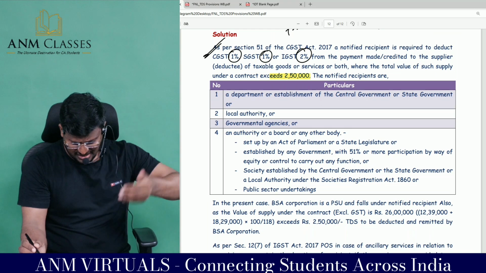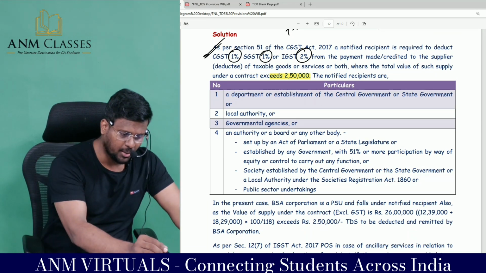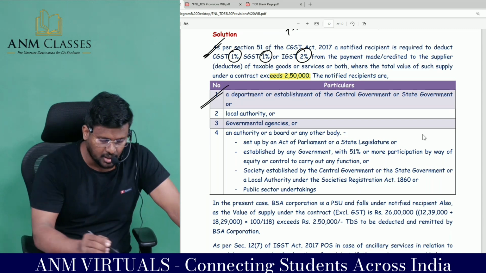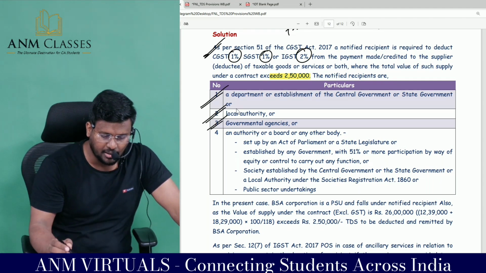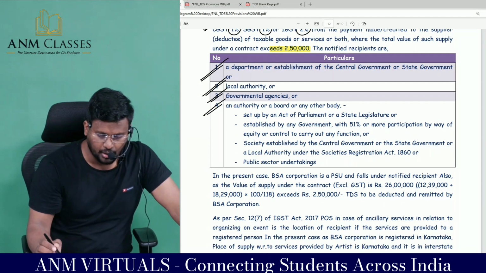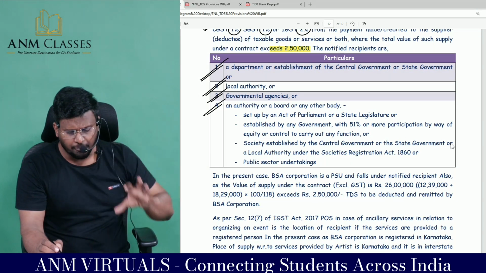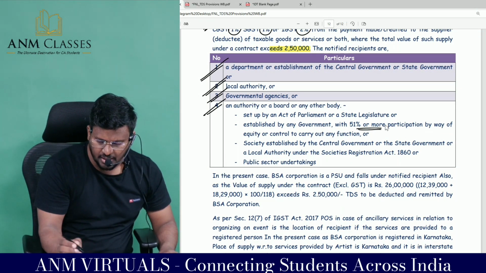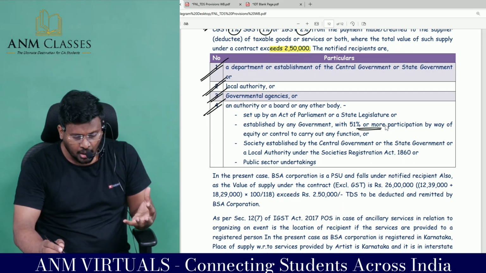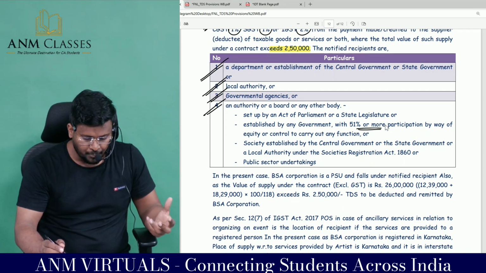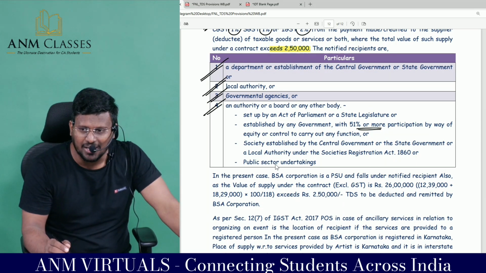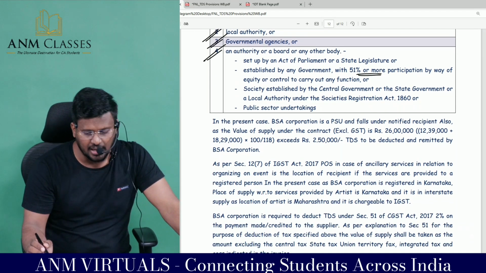The notified persons, the notified recipients are these guys. We repeated so many times. A department or establishment of central government or a state government or a local authority or a governmental agency or an authority or a body or any other body set up by an act of parliament or legislation, or established by any government with 51% or more participation by way of equity or control to carry out any function, or society established by central government or state government or local authority under the act, or public sector undertaking.